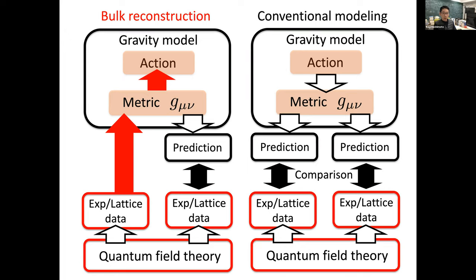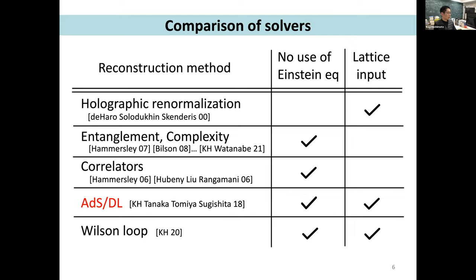There are, in fact, many reconstruction methods which have been invented by many people. And this is a partial list of them. For example, holographic renormalization. You can use entanglement or complexity. You can use correlators. And depending on what kind of observables you use, in fact, the AdS/CFT dictionaries are different. For entanglement, you need the Ryu-Takayanagi surface. For correlators, you have a Witten propagator in the bulk. And for holographic renormalization, you have the Einstein equation. So in this way, depending on what kind of data you want to use, reconstruction methods are different.